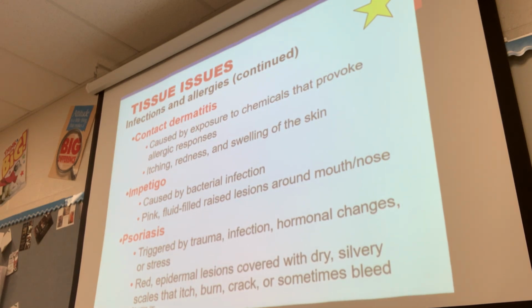All right, other types of issues, and again, all of these are in Google Classroom for you. Contact dermatitis, caused by exposure to chemicals that provoke an allergic reaction. So this is kind of like if you change the laundry detergent and you suddenly break out from the laundry detergent. It's causing you irritation. Something like that. If you use the lotion and instead of making your skin smoother like it's supposed to, it makes your skin red and irritated. So that's what contact dermatitis would be.